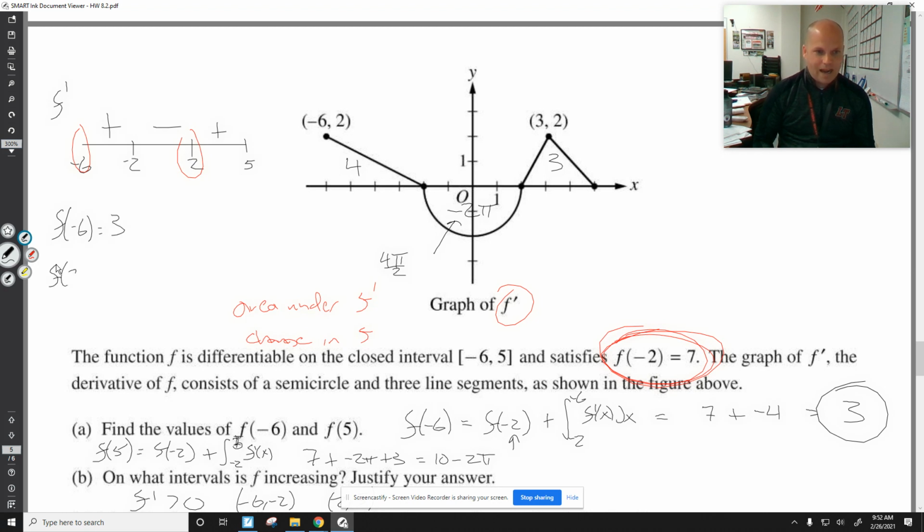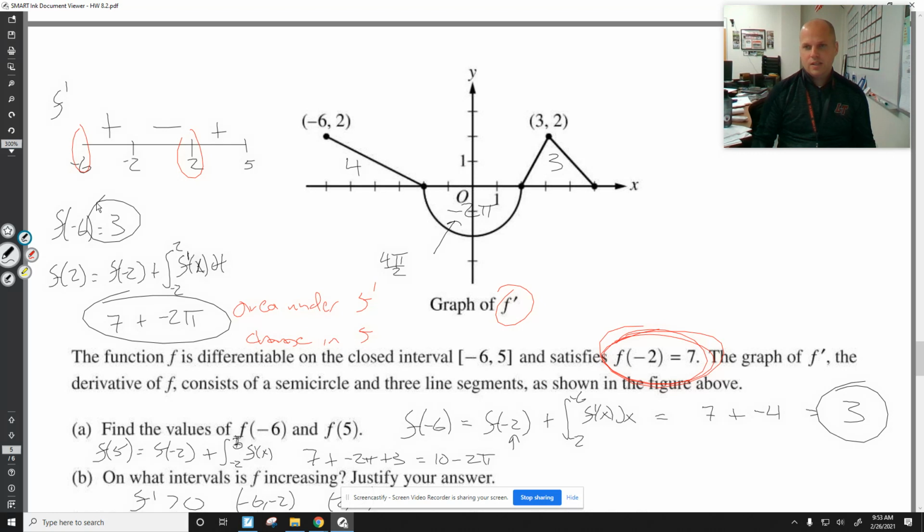F of 2 I know is going to be the minimum value because it's f of -2 plus the integral from -2 to 2 of f prime. The area under f prime gives me my displacement. This is going to be 7 plus -2 pi. This is less than this. This is why this is the winner for your absolute minimum value.